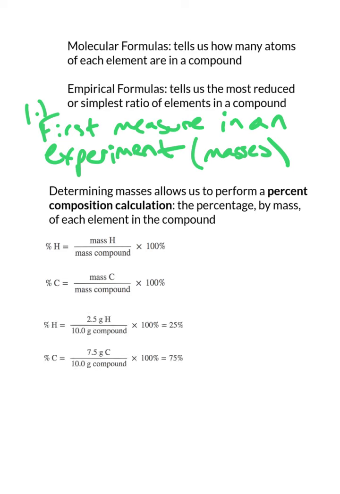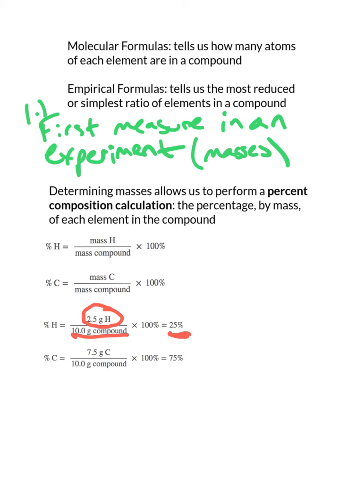This is what the process will look like with actual measurements or numbers involved. See here in this example, the amount of the unknown compound used in the experiment was 10 grams. And then our output, the measured amount of hydrogen that we got from our experiment, was 2.5 grams. So then all we had to do was take the grams of hydrogen found by the experiment divided by the total grams of the compound utilized in the experiment, and then we get a 25% composition.